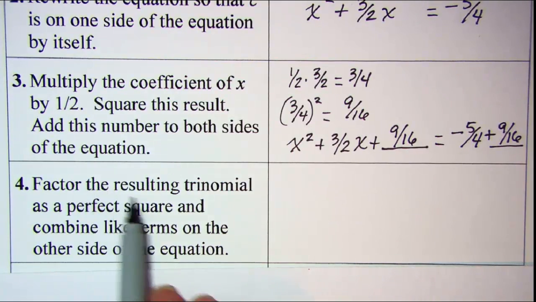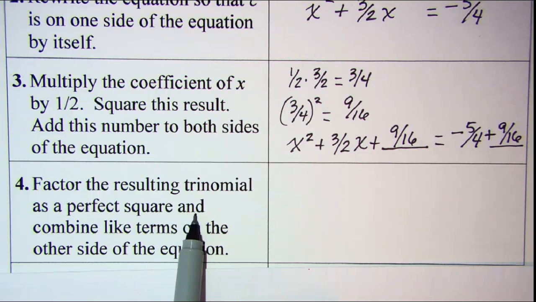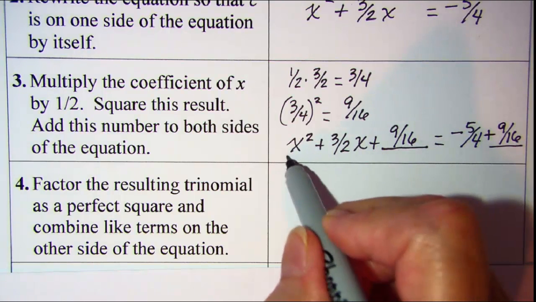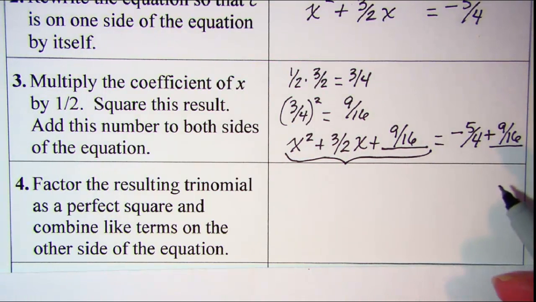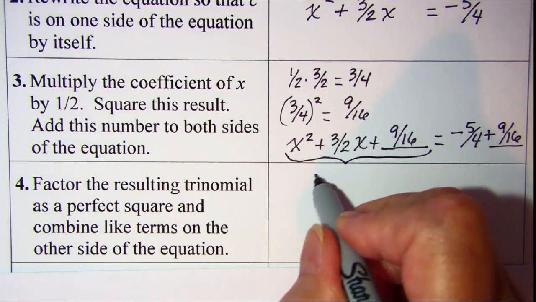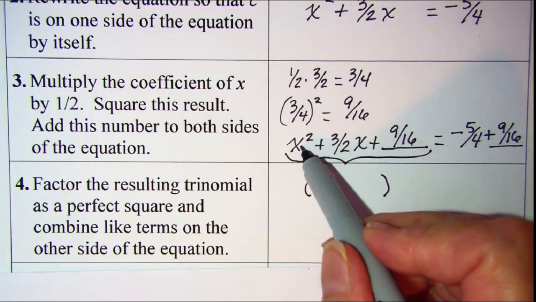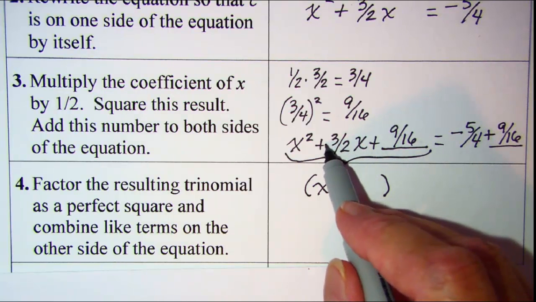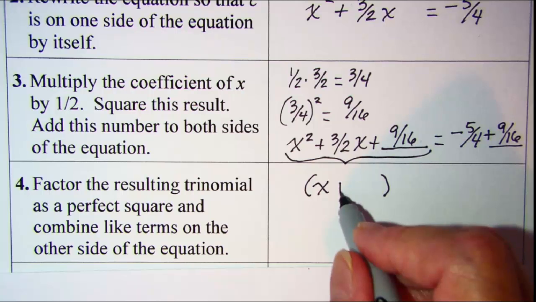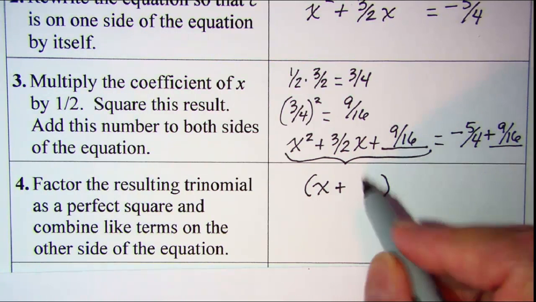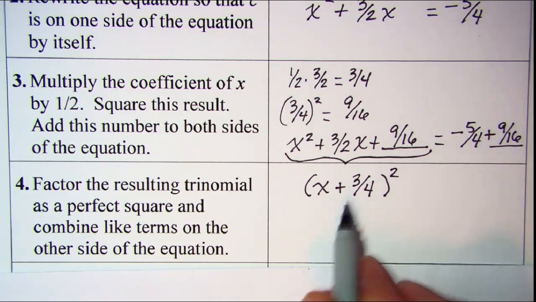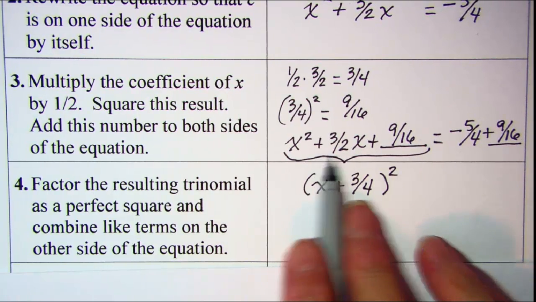My next step is to factor the resulting trinomial as a perfect square and combine like terms on the other side of the equation. So the whole reason for doing this half it squared add it step is now on the left side I have a perfect square trinomial, and we know that we can factor those by square rooting the first term and writing that as the first term of my binomial. Take the sign of the middle term, so plus, and then square root the last term. So the square root of 9 is 3, and the square root of 16 is 4. Now this binomial squared is this trinomial.